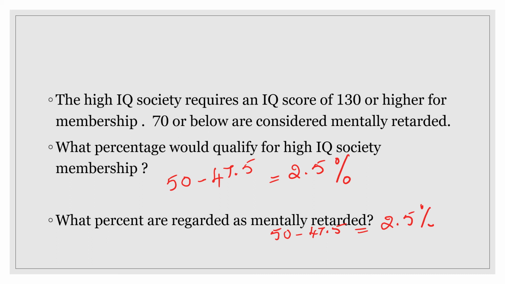If we need 130 to get a higher membership in an IQ society, and if it is less than 70, then they are considered as having a low IQ. If we are trying to find the percentage of IQ membership, the highly qualified people will be 50 minus 47.5, which is 2.5. The same way the other answer will be 2.5.